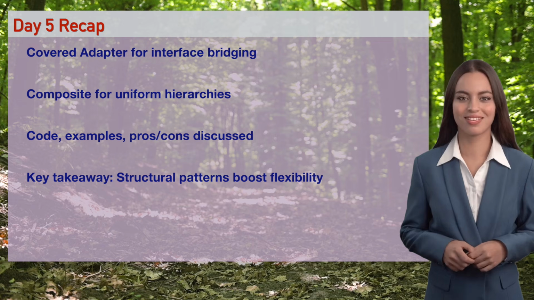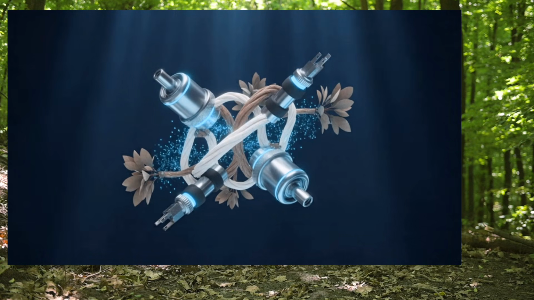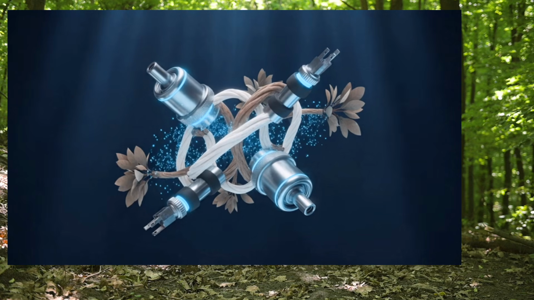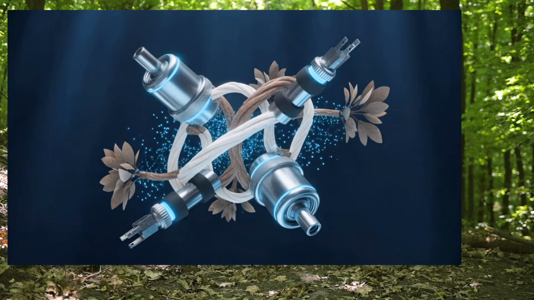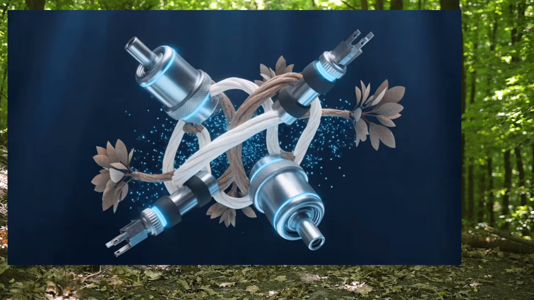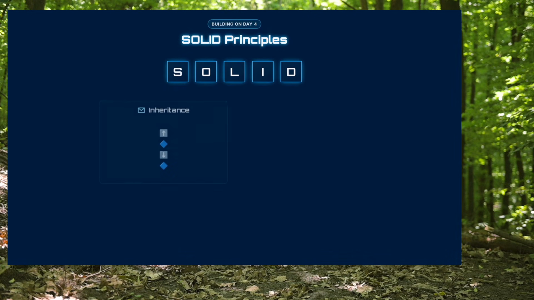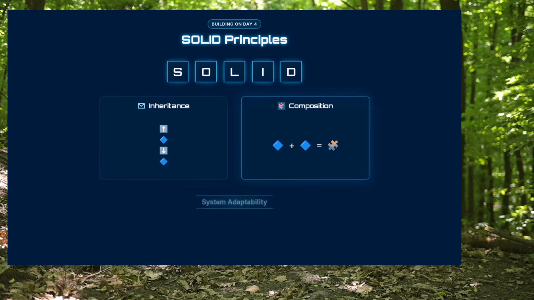Welcome to Day 5 of the 50 Days Software Architecture class on YouTube. Today, we're exploring structural design patterns like Adapter and Composite to enhance system flexibility. These patterns, part of the Gang of Four's structural category, focus on composing classes and objects into larger, flexible, and efficient structures. They promote principles like SOLID, building on Day 4's creational patterns by emphasizing composition over inheritance for system adaptability.